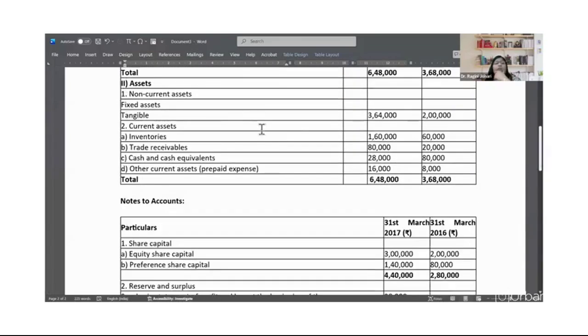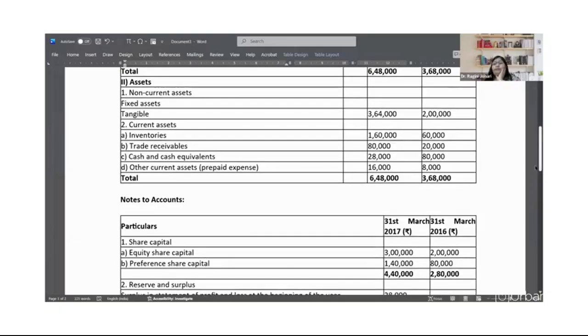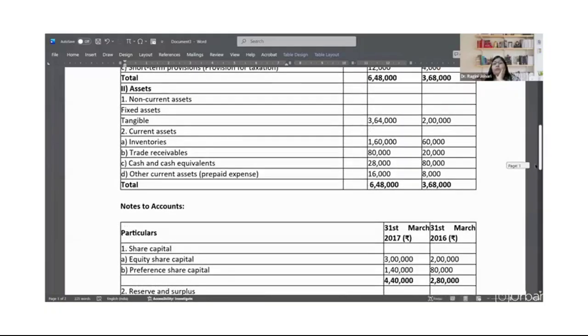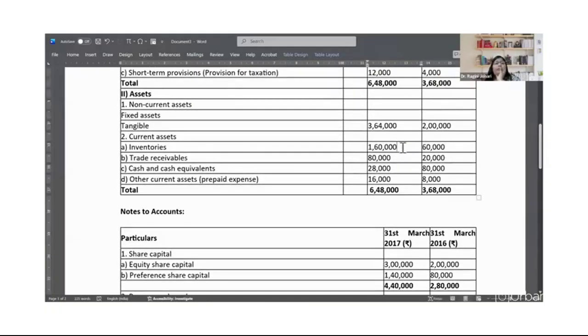Okay. First of all, let us see the current assets. This is my previous year, this is my current year. Inventories are increasing, trade receivables are increasing, cash and cash equivalents are decreasing, but we are not going to take this. Okay, in current assets, other prepaid expenses are there, these are increasing.